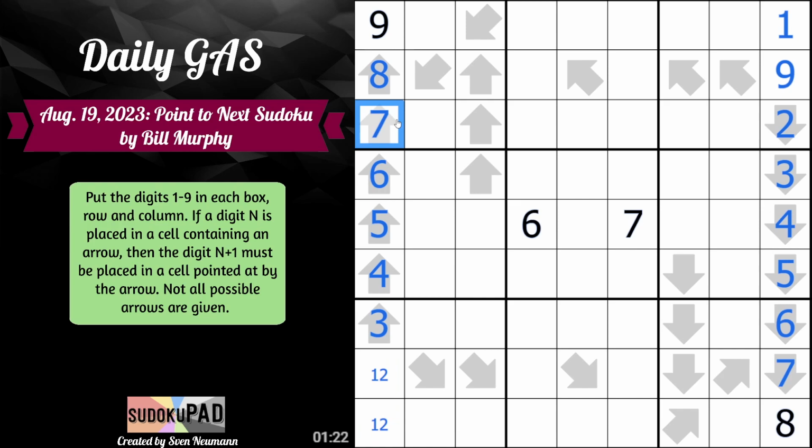7. Again, 6 needs to exist somewhere here. I think when the arrows are right next to each other like this, it has to be a consecutive set. I don't know how else it would work. So this is 6, 5, 4, 3, 2. And again, I think that's all forced. That's always forced.